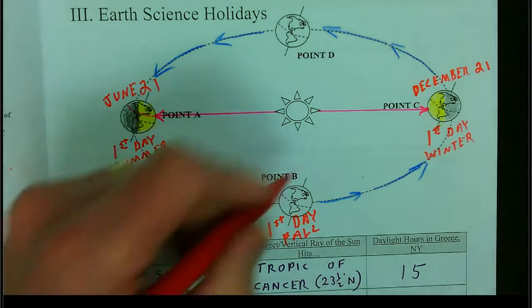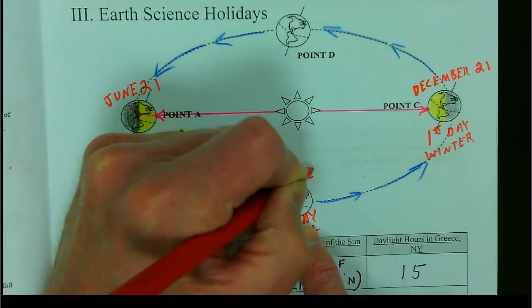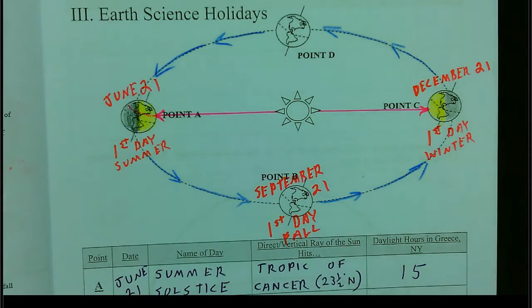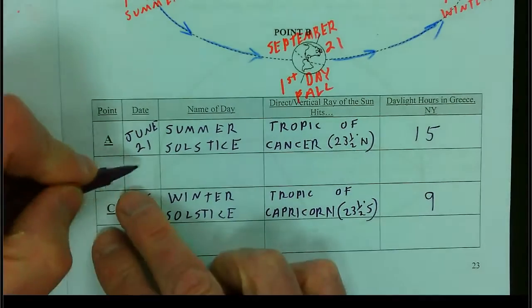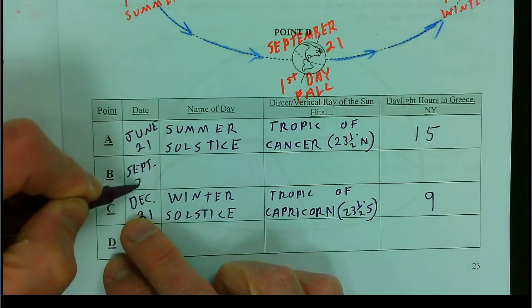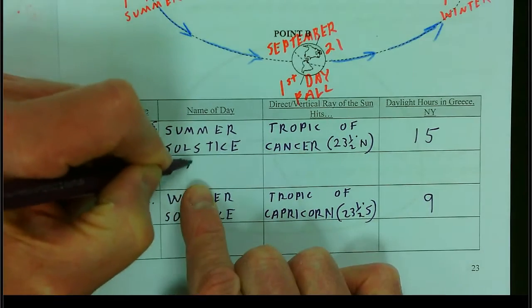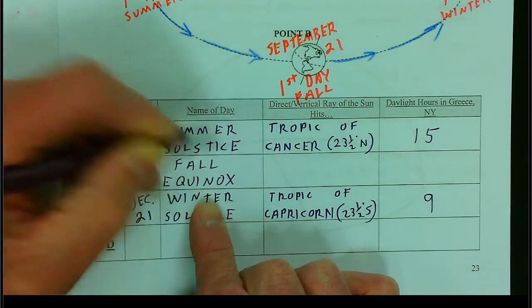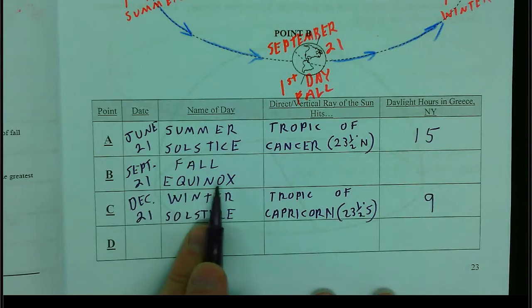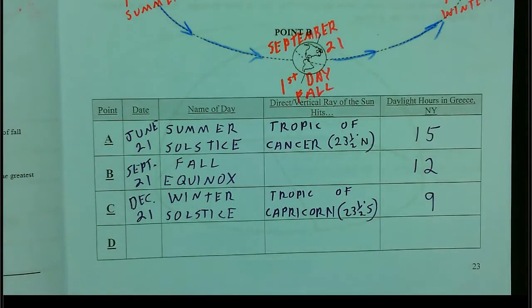And that happens on September 21st. So point B is going to be September 21st. We call this day the fall equinox. Equinox, equal night. Day and night are equal. Everybody on the Earth gets 12 hours of daylight. Everybody on the Earth getting 12 hours of daylight on that day.